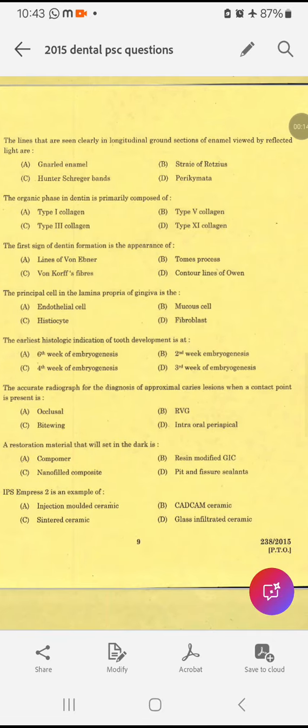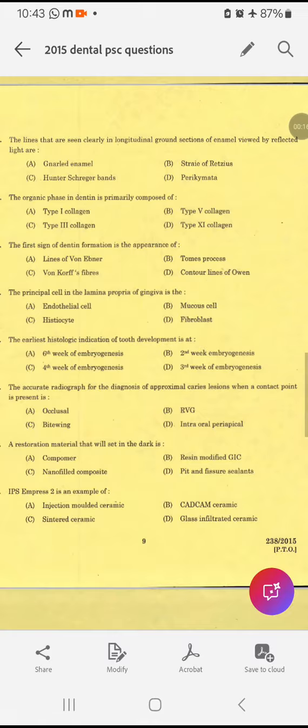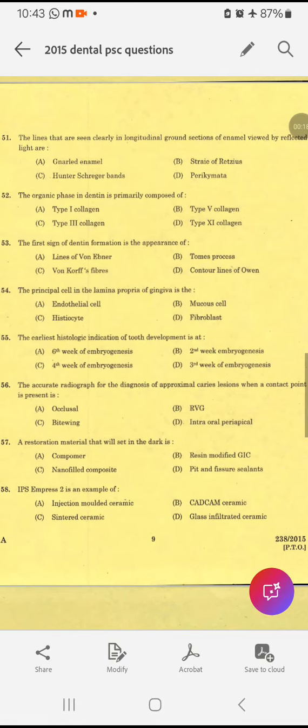The lines that are seen clearly in longitudinal ground sections of enamel viewed by the reflected light are: option A, gnarled enamel; option B, striae of Retzius; option C, Hunter-Schreger band; and option D, perikymata. So what do you think? The answer is option C, Hunter-Schreger bands. Okay, 51C. Hunter-Schreger bands are seen clearly in the longitudinal ground sections of the enamel under reflected light.